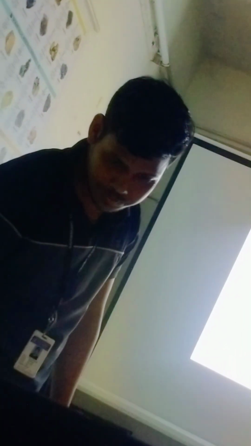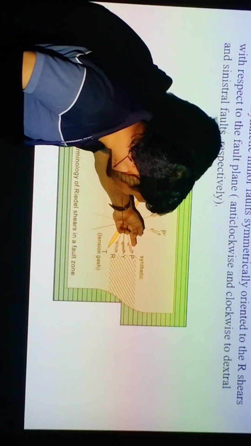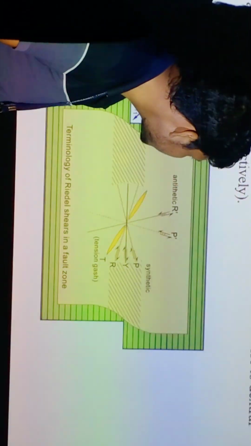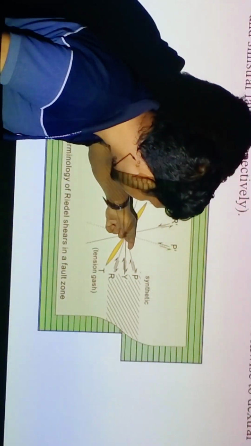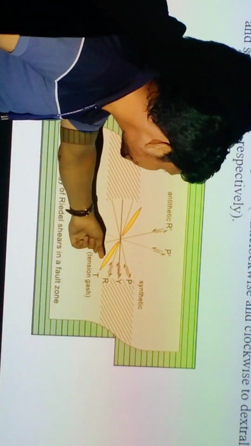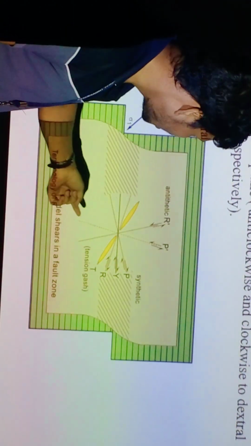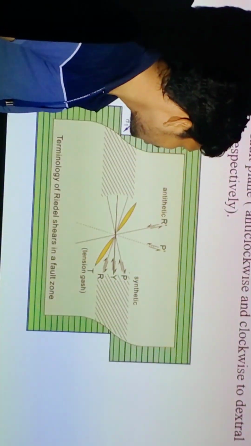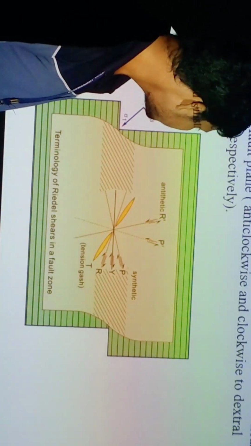Now coming to the subsidiary shears or Riedel shears, basically these shears result from before the branching of the fault as a part of the initial stage of deformation in the principal deformation zone. In this diagram, you can see P dash, R dash, and P, Y, and R are the subsidiary shears. Among them, P, Y, and R are the synthetic shears, which form at an acute angle to the strike of the fault. R shear is supposed to form first, and the Y shear is supposed to be formed last. And the Y shear always remains parallel to the strike of the fault.